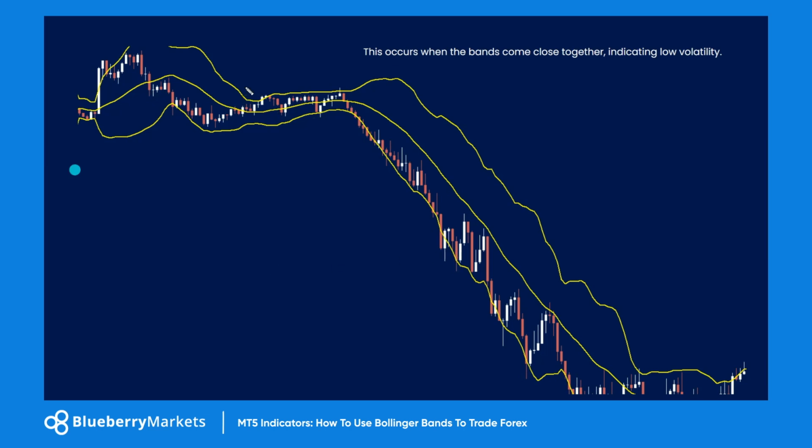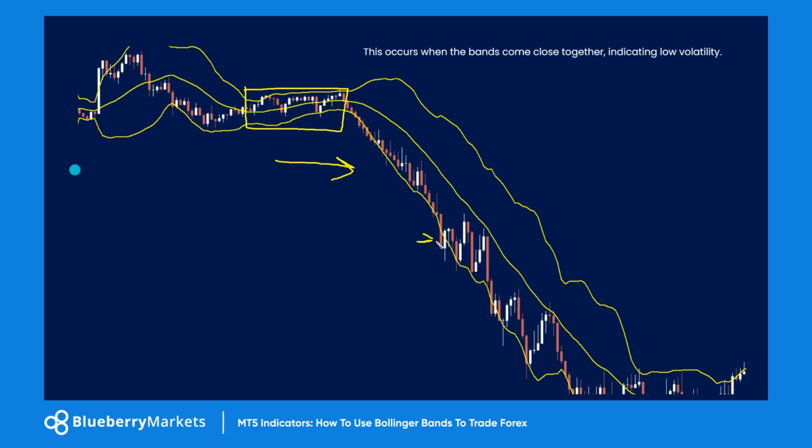We also have the Bollingers when they squeeze together, like just in this zone here. This occurs when the bands come close together, and that indicates low volatility, and a squeeze can often precede a significant price move. So you can see it does follow a significant price move after that squeeze. Traders watch for a breakout in either direction, as this can signal a new trend.